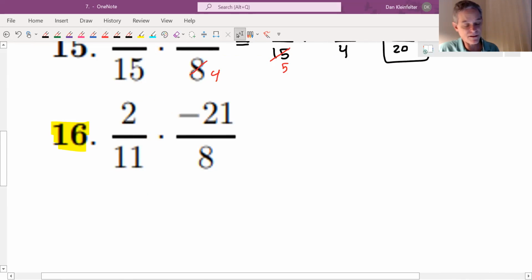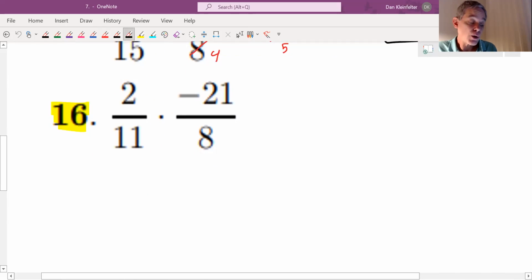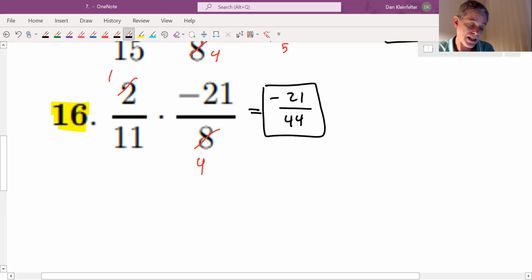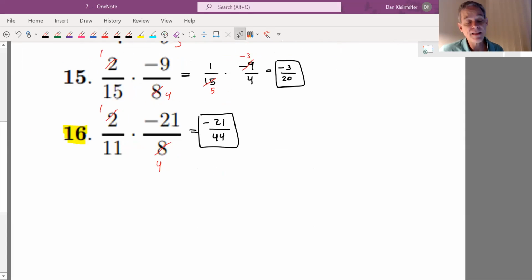All right, 16, this will be our last one. So here, the 2 and the 8 have a common factor of 2, which can be removed. Okay, and then that's it. So let's multiply across. We'll have 1 times negative 21, which is negative 21, and then 11 times 4, which is 44. And again, that's guaranteed simplified if we've simplified as much as we can in the preceding step.